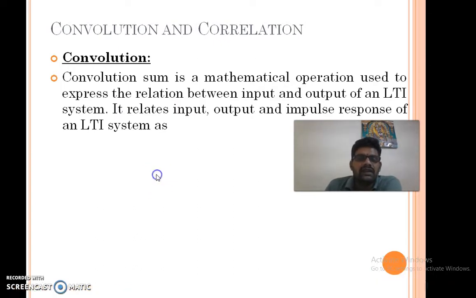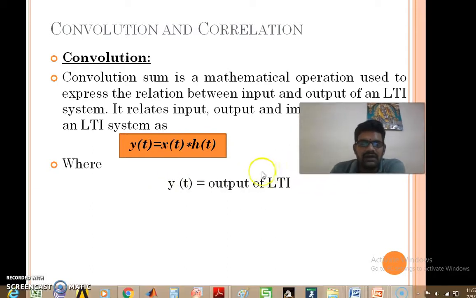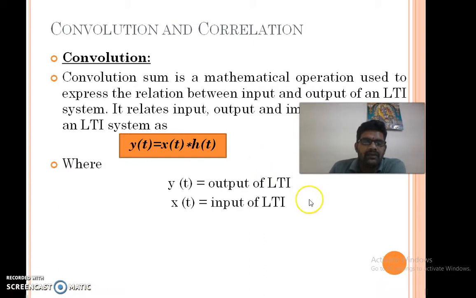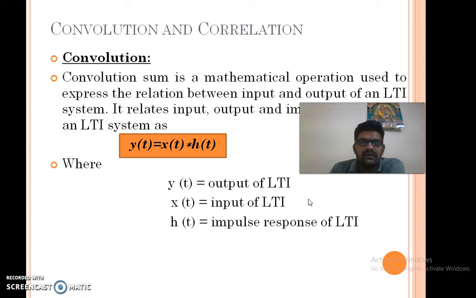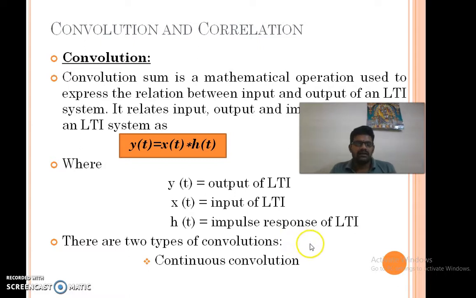So y of t is equal to x of t convolution with h of t, where y of t is the output of the LTI system, x of t is the input of the LTI system, and h of t is the impulse response of the system. Impulse response: when the input is an impulse, the output of the system is known as impulse response. That will be discussed in the 4th unit very clearly. There are two types of convolution based on the independent variable t: continuous convolution and discrete convolution.